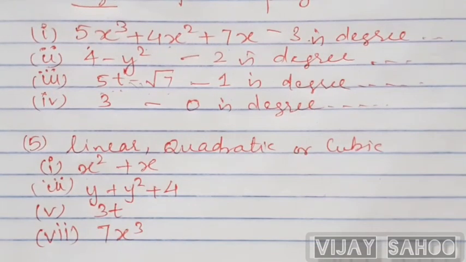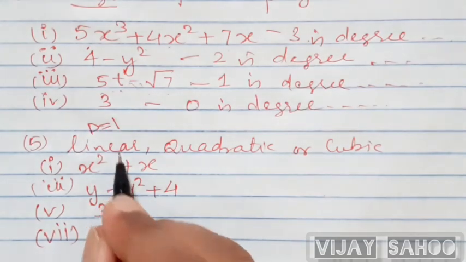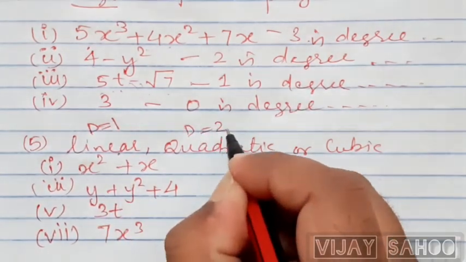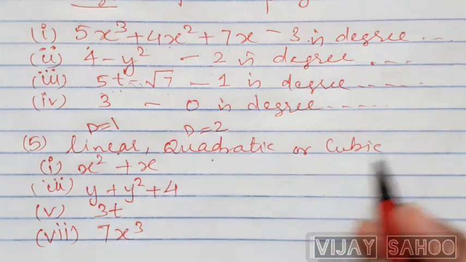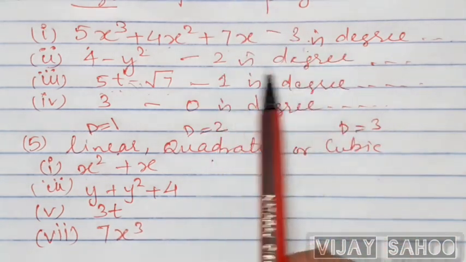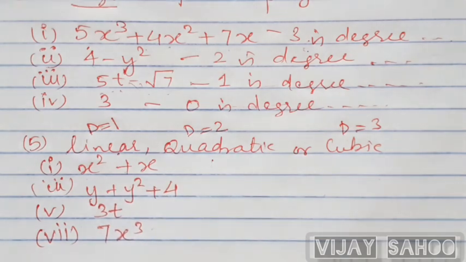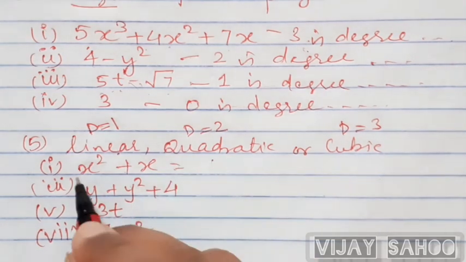Now we have to identify the equations as linear, quadratic or cubic. If the degree of the equation is 1, it is said to be linear. If the degree is 2, it is said to be quadratic. If the degree is 3, it is said to be cubic. In the previous questions, I have already explained what the degree is. So in this also you have to identify the degrees and then identify whether it is linear, quadratic or cubic.